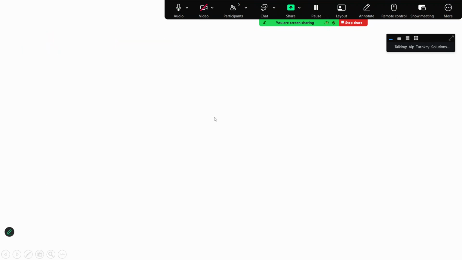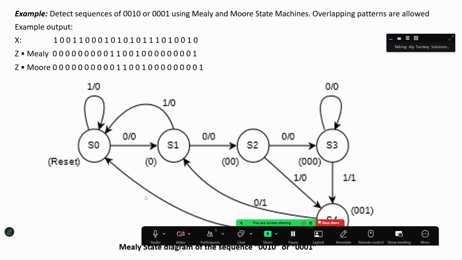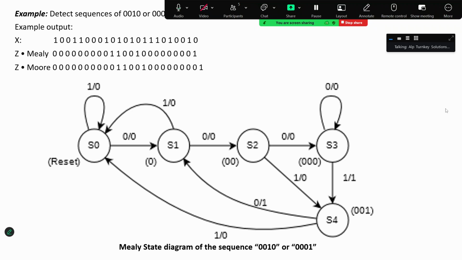Next, you see this one. I think we already saw this one, no? 0010, 0001 in the Mealy machine. Have we already seen the Mealy machine or not? Yes, sir. Or shall I explain one more time? Sir, please explain one more time.